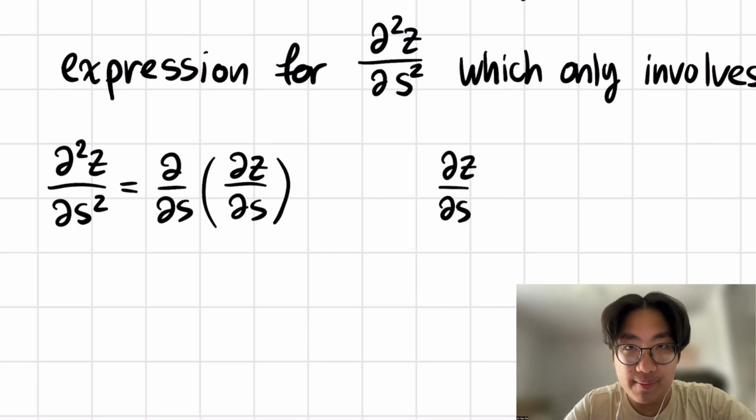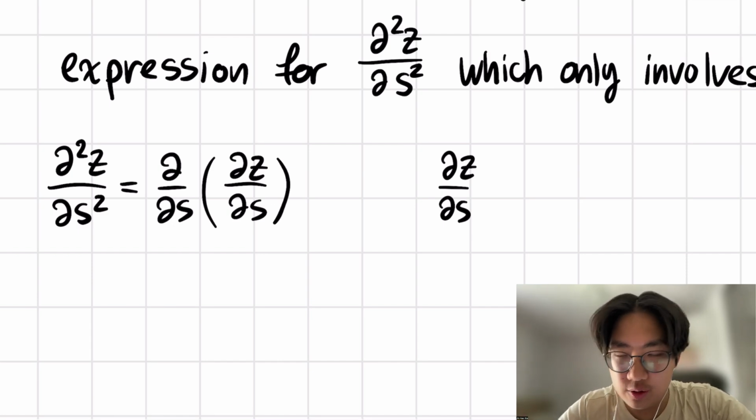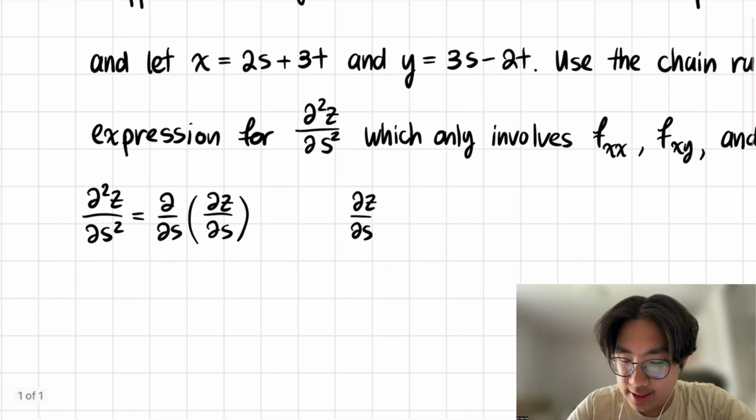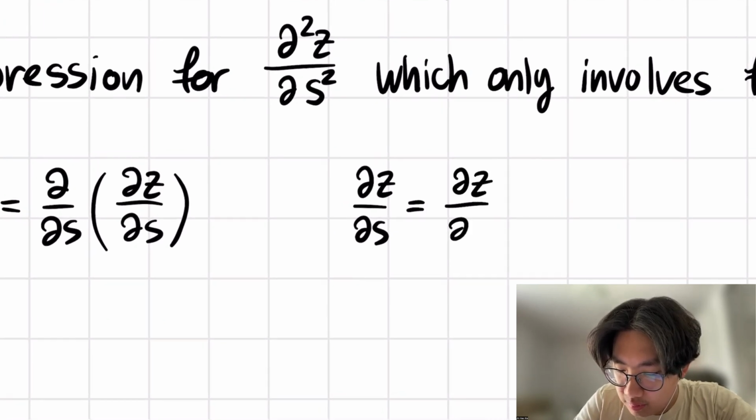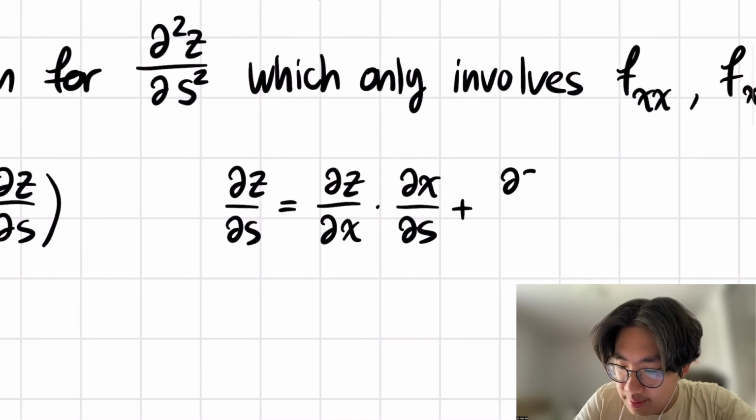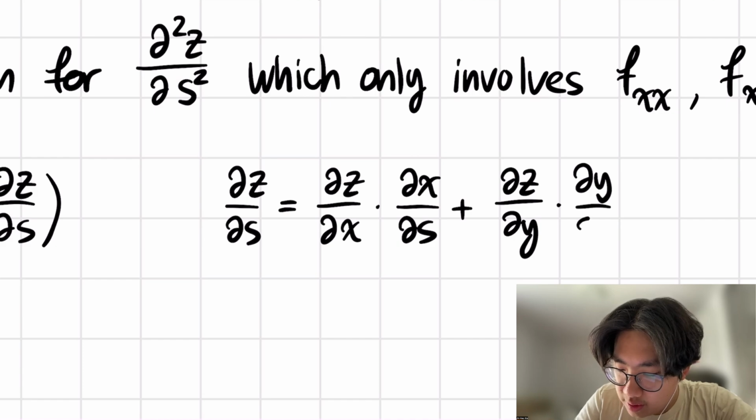Again, you can imagine the kind of tree or dependence tree. So in this case, we know that the general expression for this is partial z, partial x, times partial x, partial s, plus partial z, partial y, times partial y, partial s.